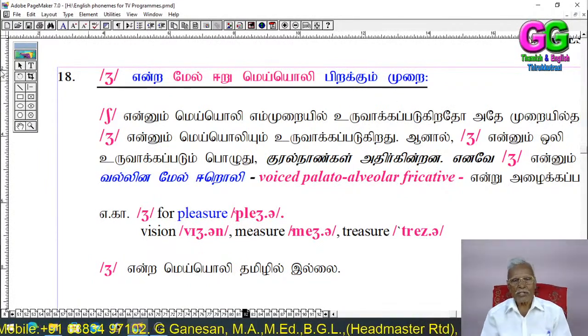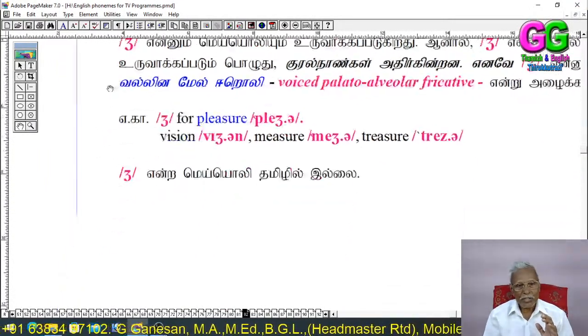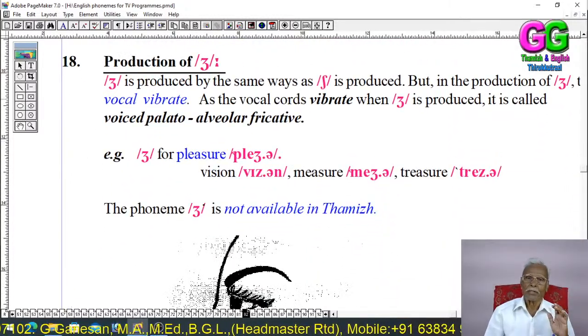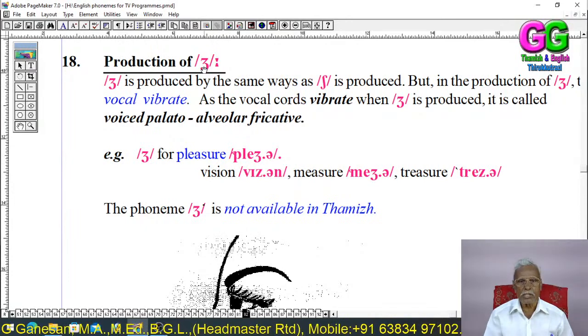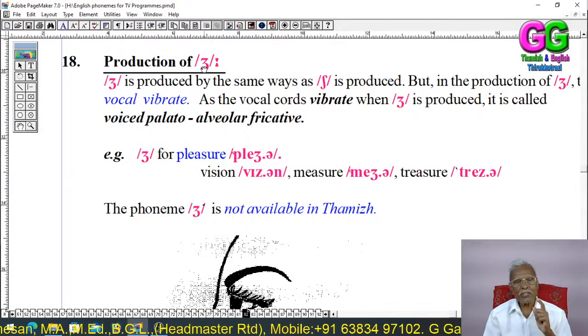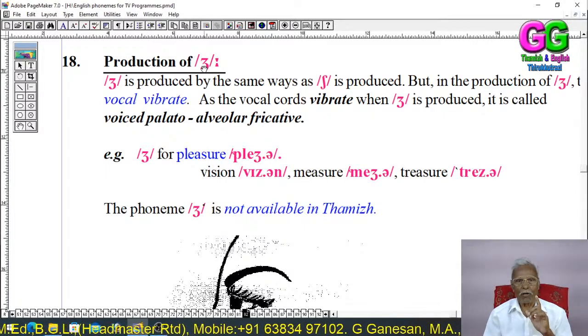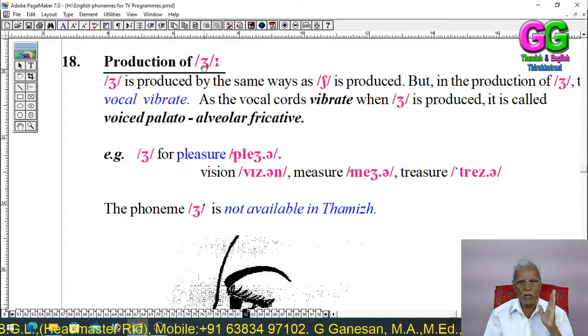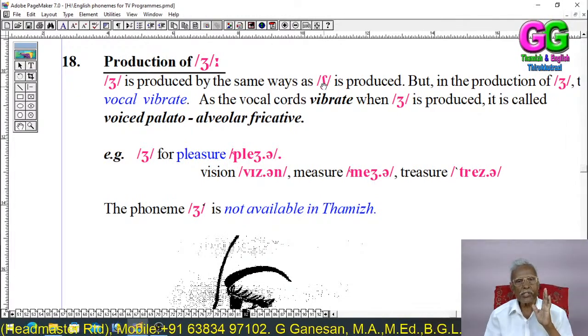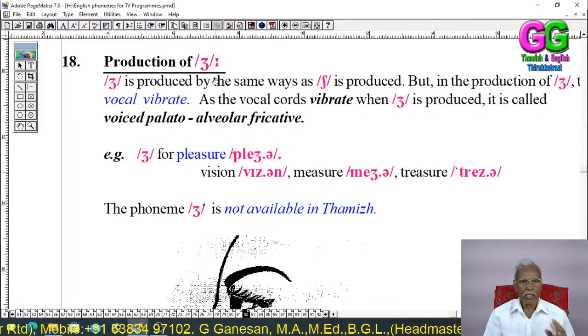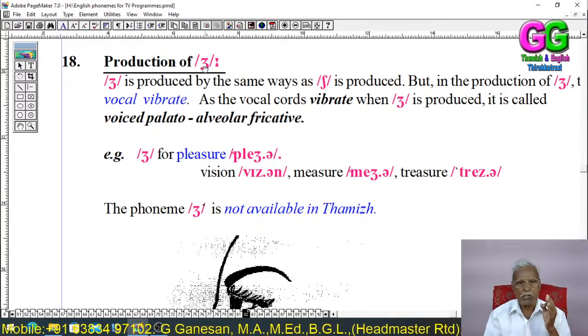Dear teachers and students, now let us see the production of the 18th phoneme, the strong form of the weak form ish. This is the weak form ish. This is the strong form is. Now let us see the production of this strong form is.